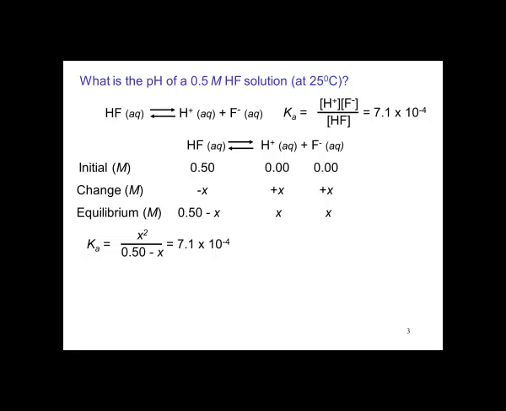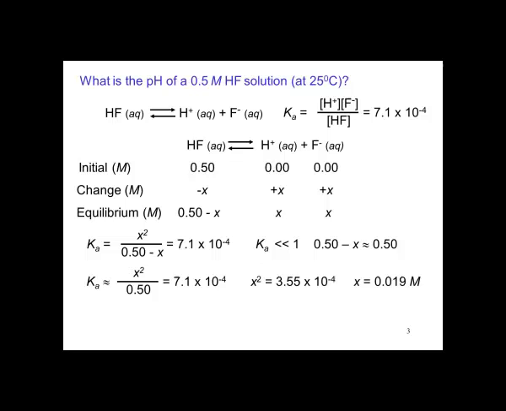Normally we would have to solve this using the quadratic equation, but we can make an approximation here. Since the Ka is very small, then 0.5 minus X is roughly 0.5. If we do that, we simplify the calculation. Solve for X squared, take the square root, and you get 0.019.